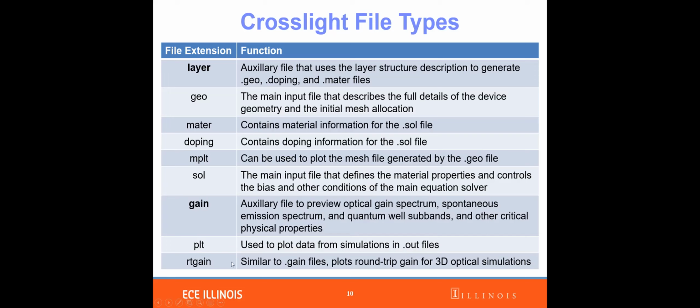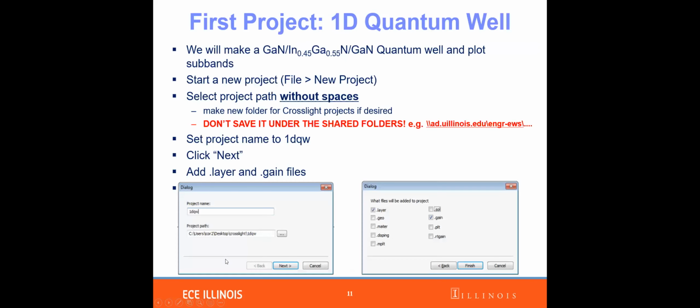And RT gain file is very similar to gain file, but we won't cover it in this semester. Okay, the first step here is to generate your first project. Because we want to build an indium gallium nitride quantum well sandwiched by gallium nitride barrier, and we want to study what is the subband formation.